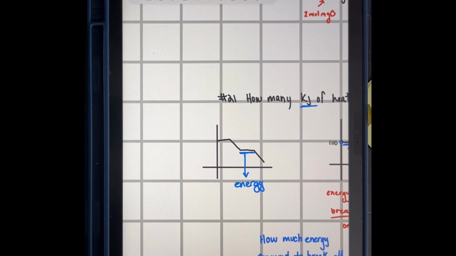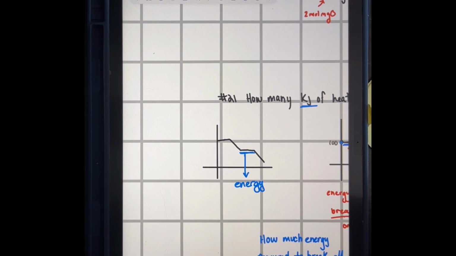Oh, what? The plateau. That's what I'm wondering about. Wait, what? Okay, confused. I'm gonna search something different up.